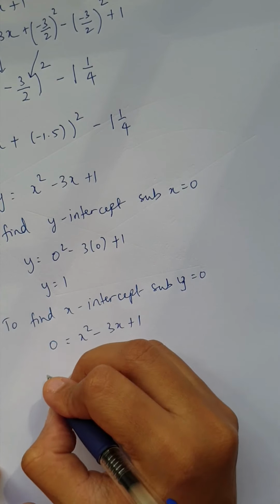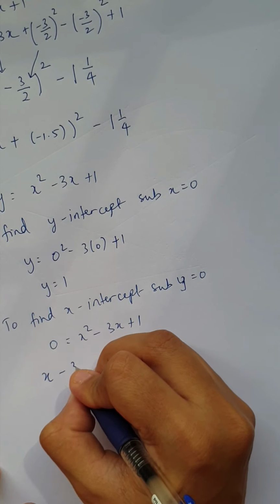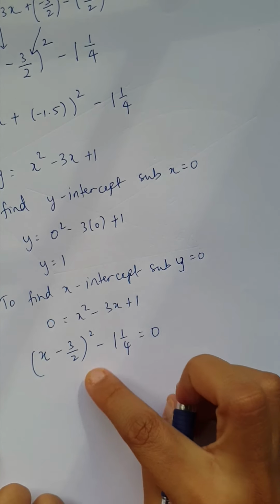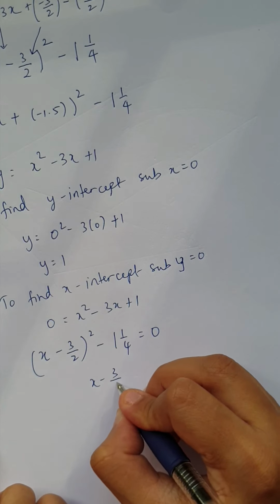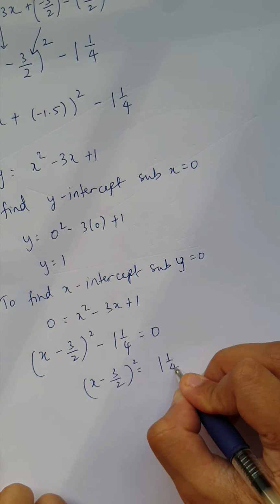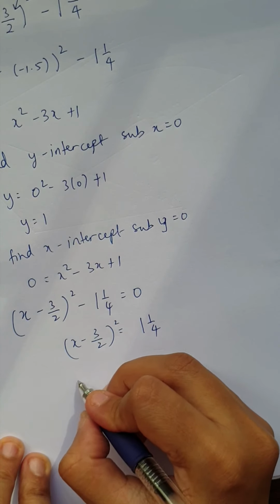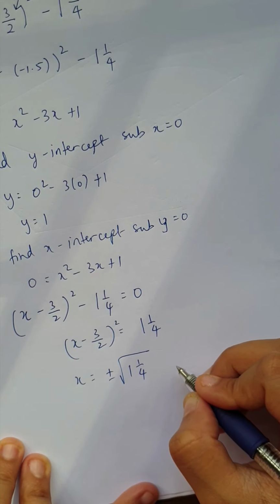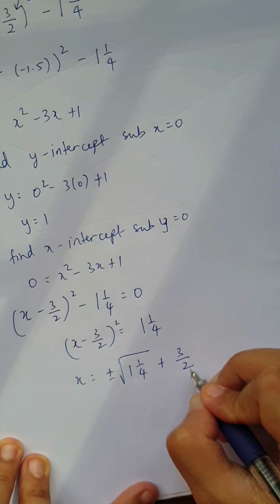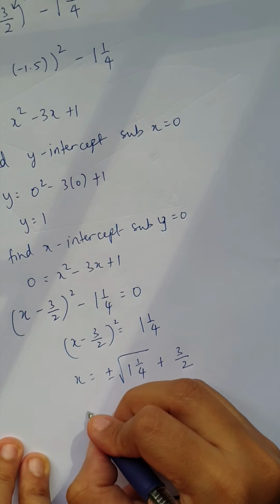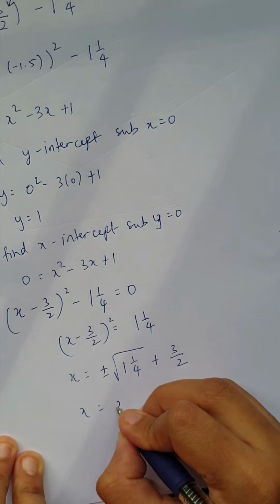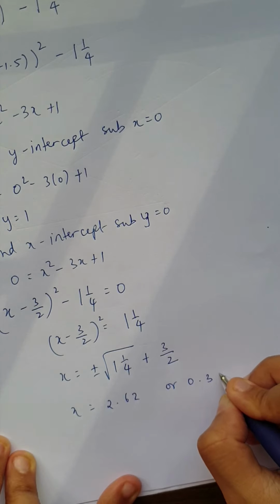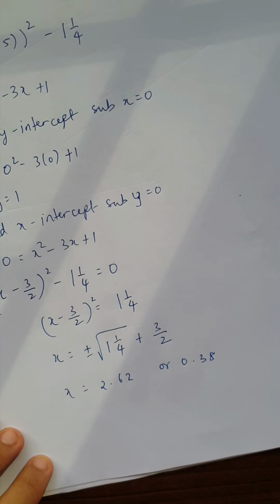This equals 0 is the same as saying that x minus 3 over 2 the whole square minus 1 over 4 equals 0 from part A. So x minus 3 over 2 the whole square equals 1 over 4. Then I can take square root. x equals plus minus square root of this plus 3 over 2. Right? So x equals, either it can be 2.62 or it can be 0.38. Alright, now you can move on to the sketching part.